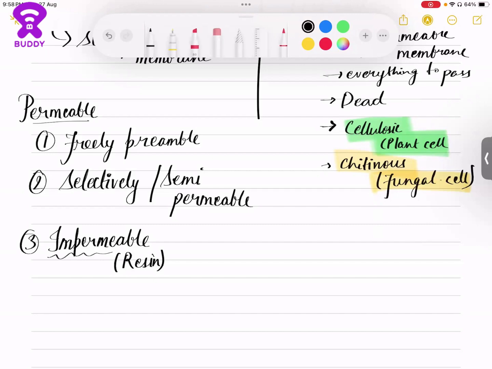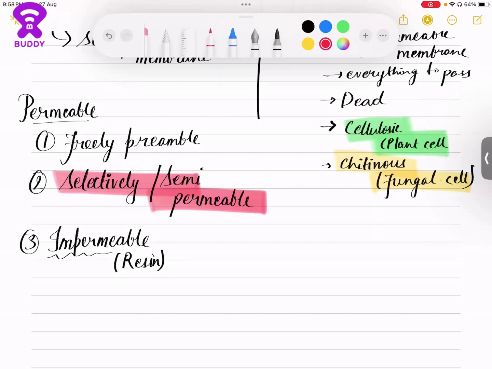So when we are talking about our semi-permeable membrane, we call them selectively or semi-permeable. Now this is what makes the cell membrane very interesting, because to have selective or semi-permeation, you need to be alive.